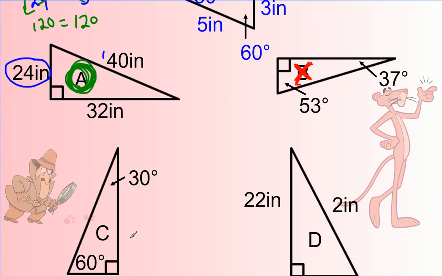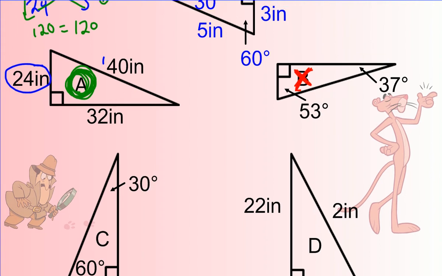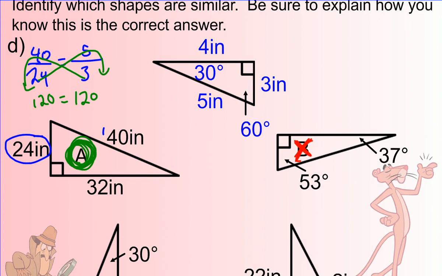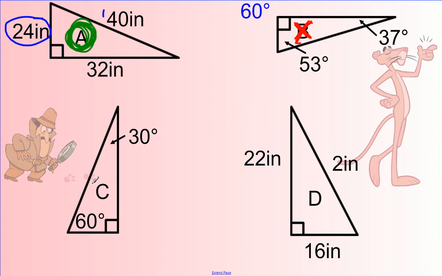Triangle C. Again, I have angle measures. Angle measures should be congruent. So my angle measures are 30, 60, and 90. And 30, 60, 90. Those two are similar. So letter C is similar because the corresponding angle measures are congruent. All of the corresponding angles are the same.